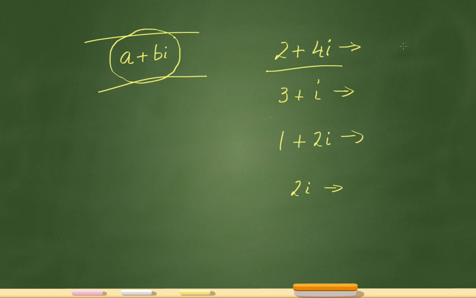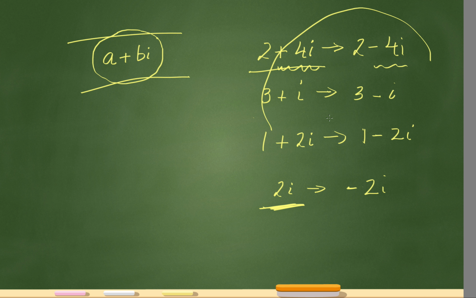So if I have 2 plus 4i, the conjugate pair will just be 2 minus 4i. Conjugate pair might sound scary, but all it is, you see how that's plus 4i? It became negative 4i. So this one, for example, would be 3 minus i. And this one would be, since it's a 1 plus 2i, it would be 1 minus 2i. And lastly, this one, see how that's 2i? So that would become negative 2i. So number 2, understand what conjugate pairs are.